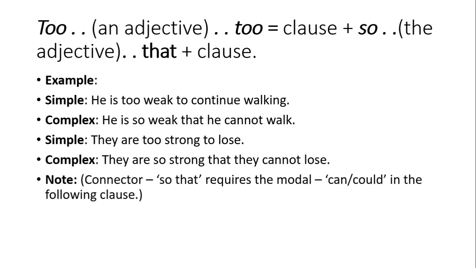So here you have a note: the connector so that requires the modal can or could in the following clause. If you have so that, after that you have to write down can or could according to the verb. If the verb is present, then you have to write down can. If the sentence is written in past tense, then you have to use could.